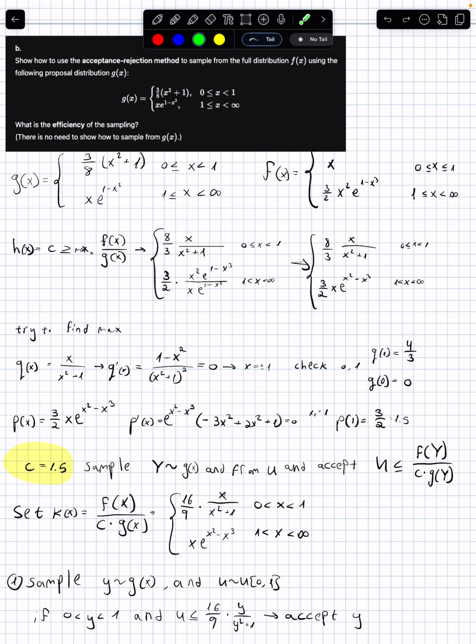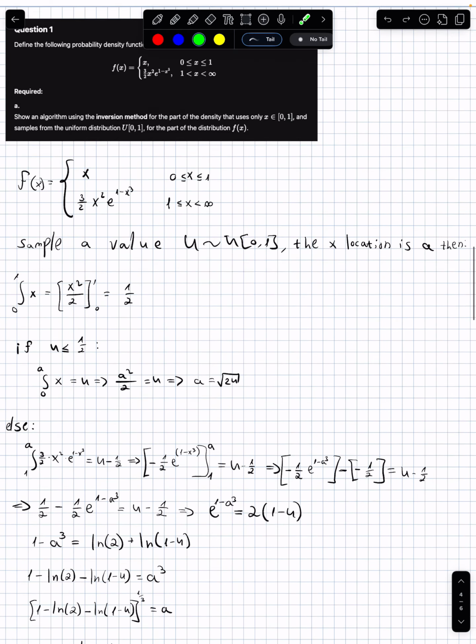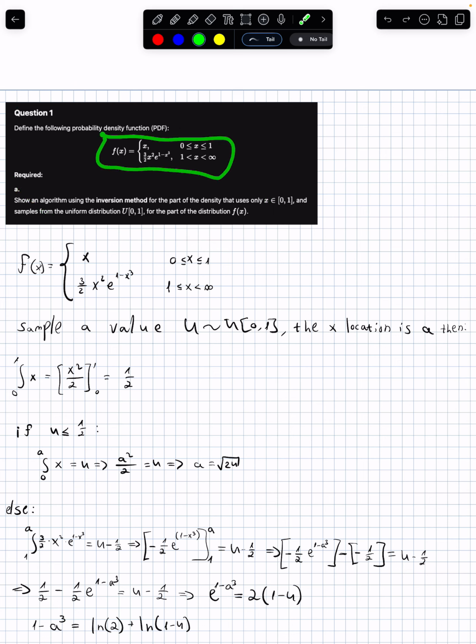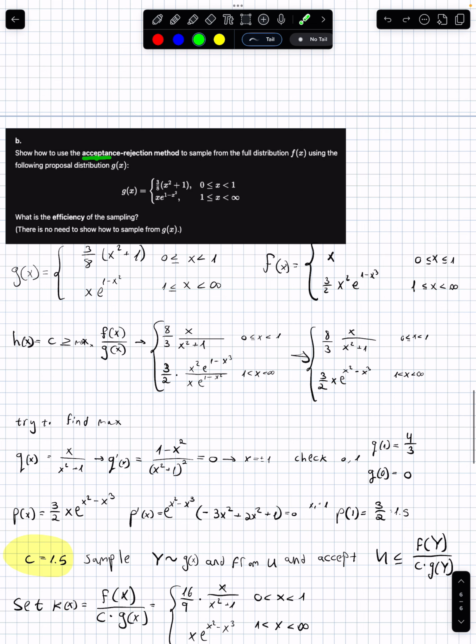Hey guys, so today we're gonna go over this question. If you didn't watch the first part, this was the original question. We have this function, and here we show using the inversion method how to sample from it. But here we are using the acceptance-rejection method, and we know how to sample from this g of x.